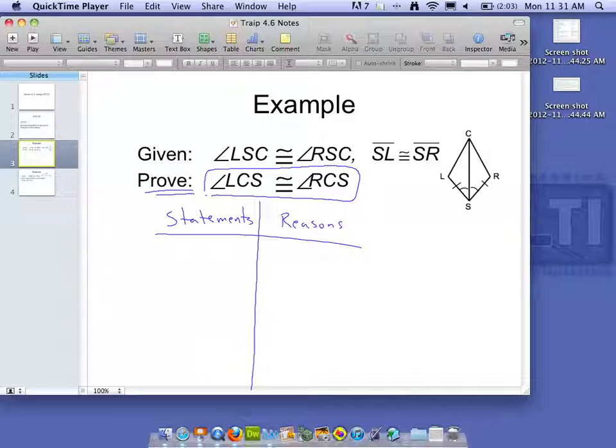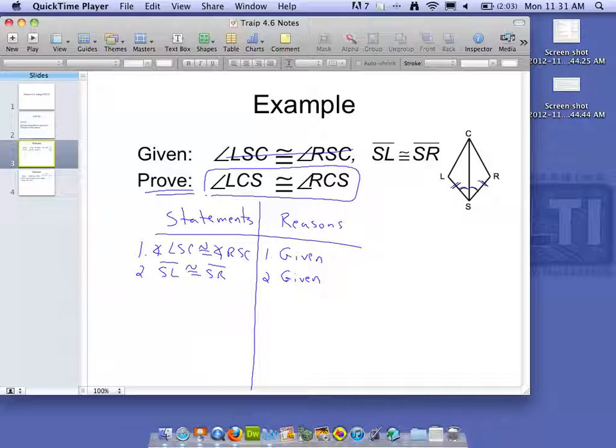So the first thing we're going to do is say that angle LSC is congruent to angle RSC, and that was given to us. And that would be these little angles right here. So let's cross that off. Statement 2 would be that the side SL is congruent to the side SR. That was also given, and that's these little notch marks right here.